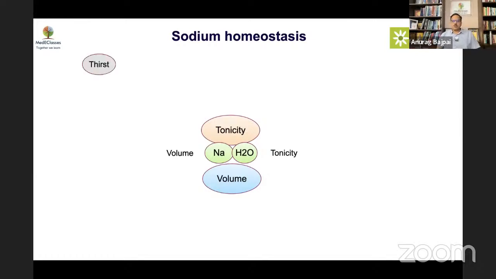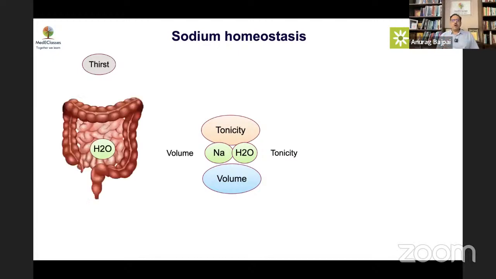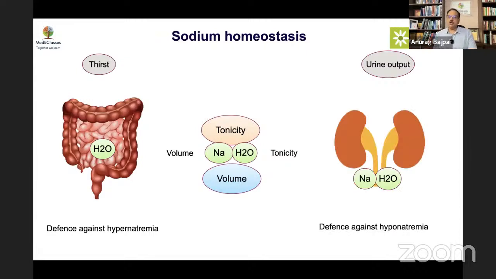Now we all know there are two mechanisms which maintain the volume. One is thirst, how much water we take, and this is a major defense against hypernatremia. So if you're developing hypernatremia, you will drink more water and compensate. The other is urine output. So urine output is a major defense against hyponatremia.